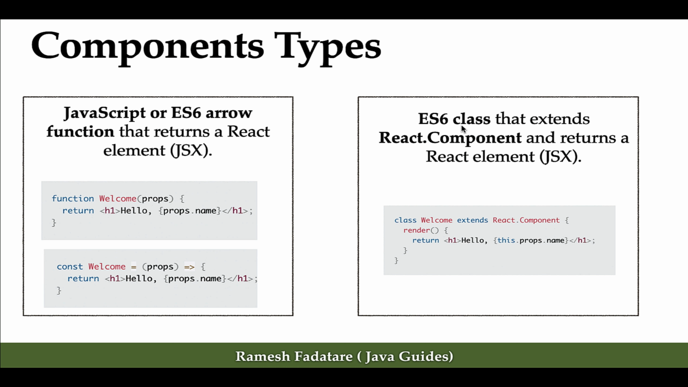And on the other hand, here we have a class component that is created using an ES6 class, and whenever we create a class component, that component should extend the Component class from React, and this class component should use a render method to return the JSX code. Okay, so this is the difference between a functional component and a class component.